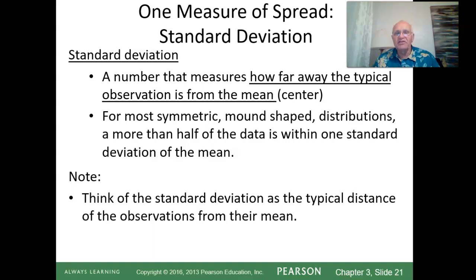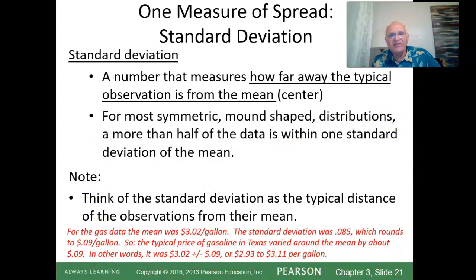But you can think of it as a measure of the typical distance of observations from their mean. How far away they are, on average, from the mean. And of course, the bigger that number is, the farther away the data tend to be from the mean.